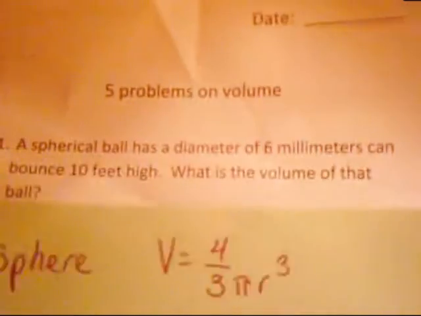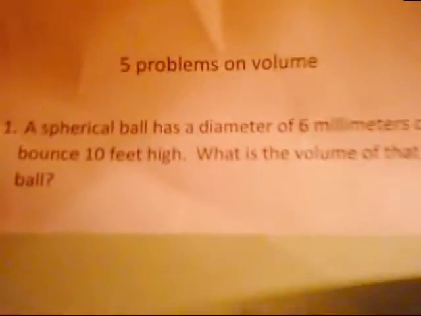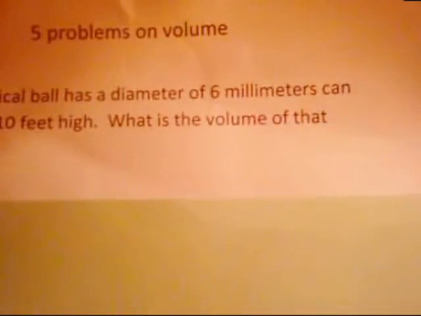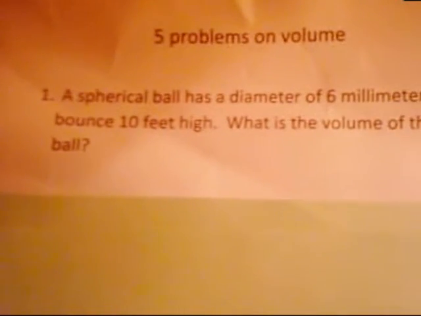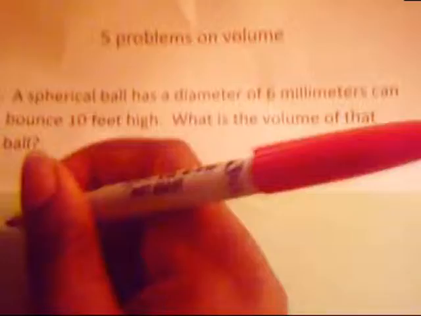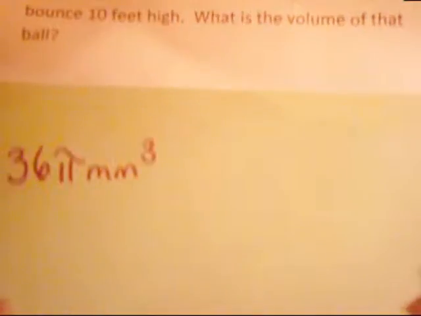So guys, your problems look like this. And we're going to evaluate into each formula and figure out what was the correct answer. Number 1 said a spherical ball had a diameter of 6 millimeters and can bounce 10 feet high. What is the volume of that ball? Did you guys find that the volume for this ball would be 36 pi millimeters cubed? Because that's the correct answer.